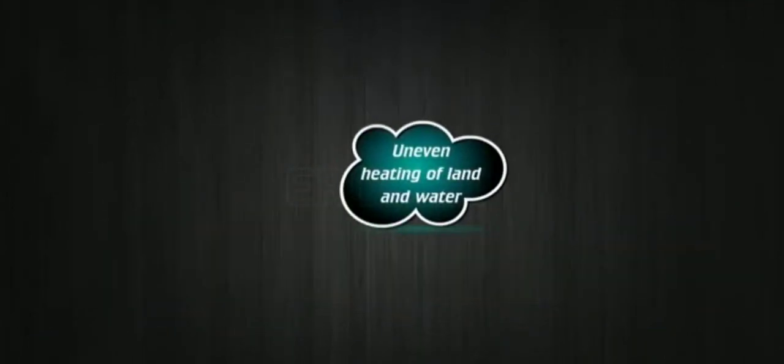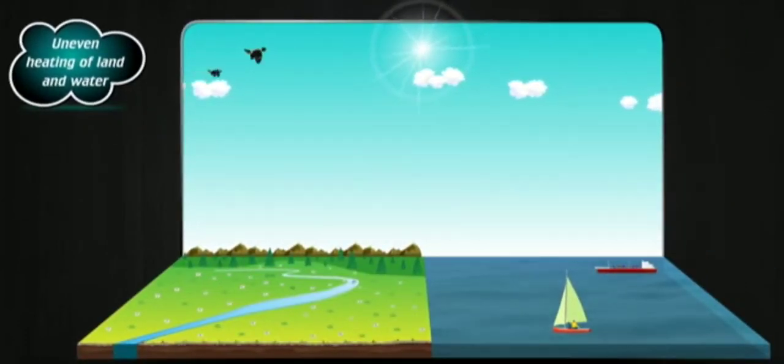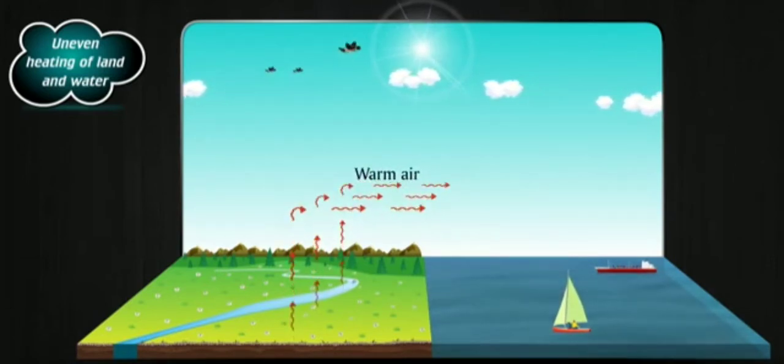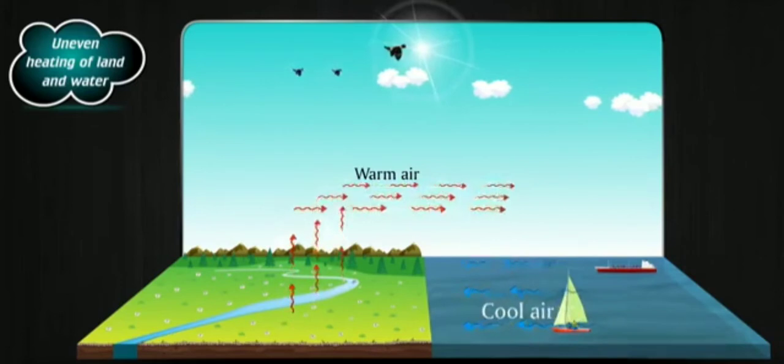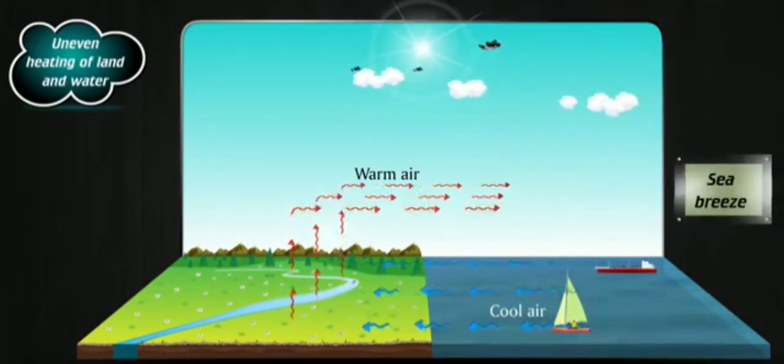Uneven heating of land and water. During daytime, the land gets hotter. Warm air rises up, giving space to the cool air coming from the sea. This is called sea breeze.